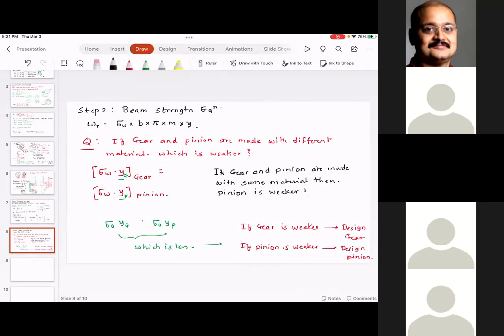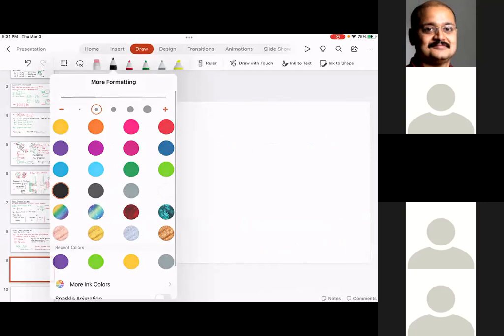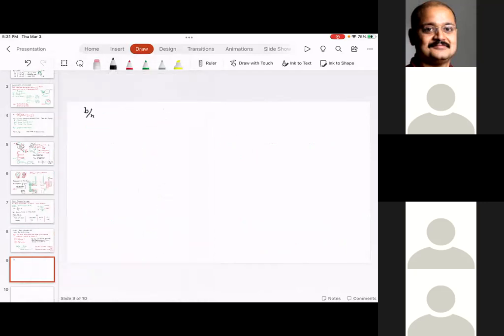The next step is B by M ratio. Typically, they will give you the value of B by M, or you can look at the design data book, which will go anywhere between 9 to 14. So you select an appropriate B by M ratio. There is no right or wrong answer. As long as the B by M ratio is within certain proportions or following the design guidelines, you are okay.